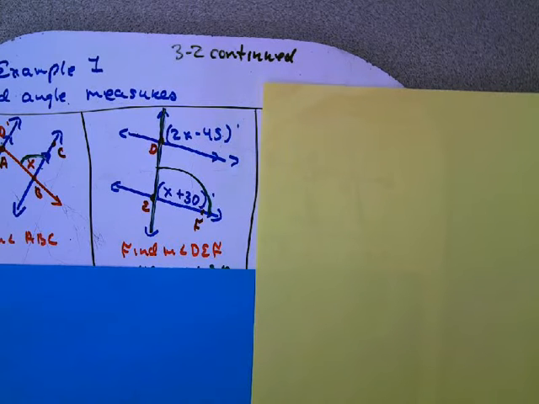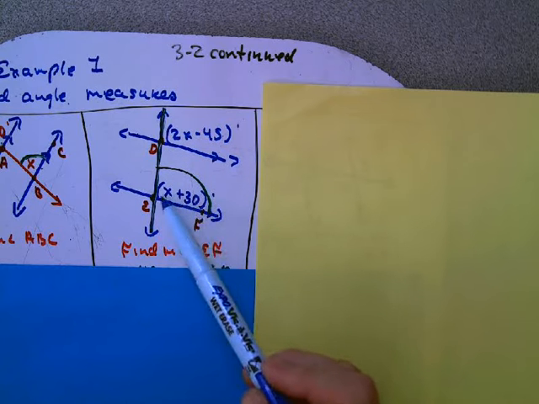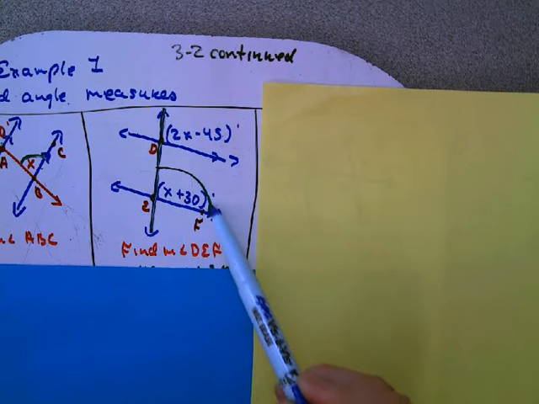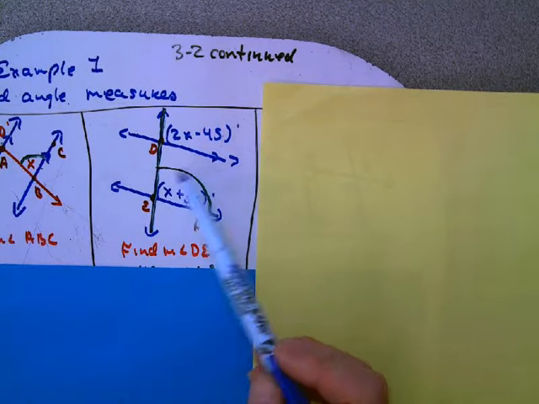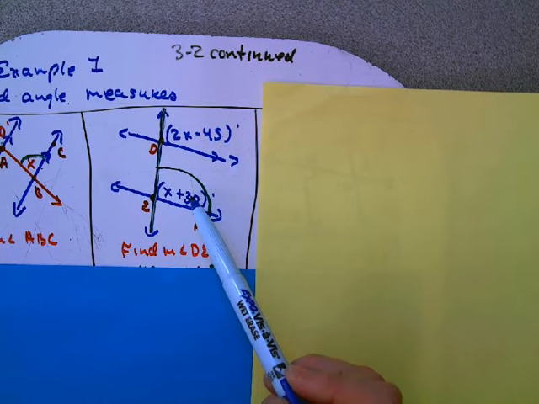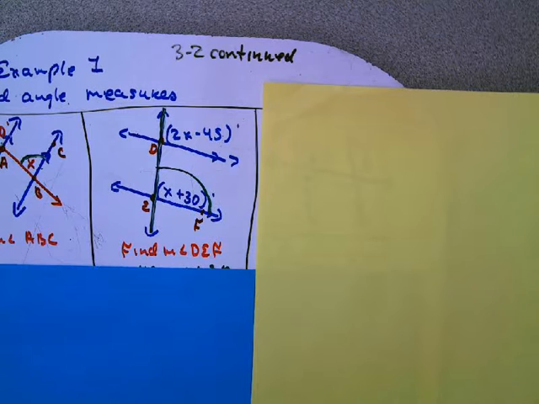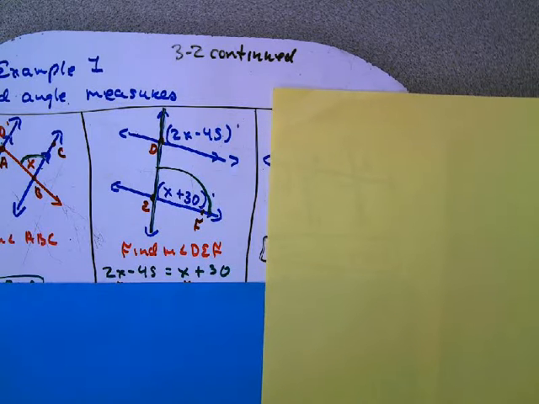And again, I want to find the measure of angle DEF. So I'm looking for this angle here. And I have an expression for this other angle. And this is outside the parallel line. This is inside the parallel line. Same side of the transversal. So again, corresponding angles, and I know they're congruent. So I will set them equal. This expression, 2x minus 45, equal to x plus 30.